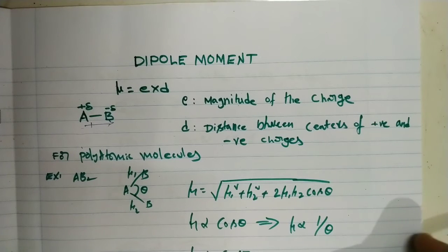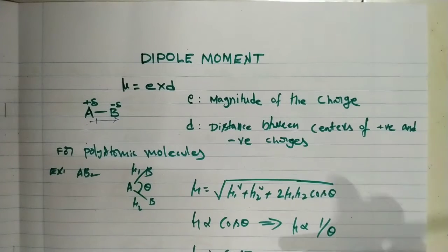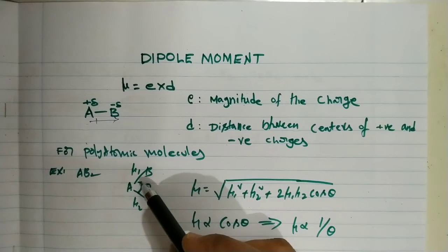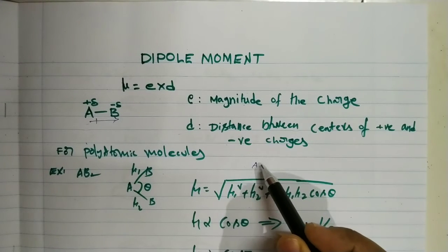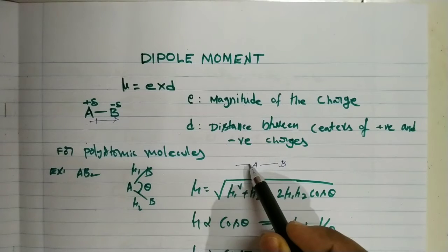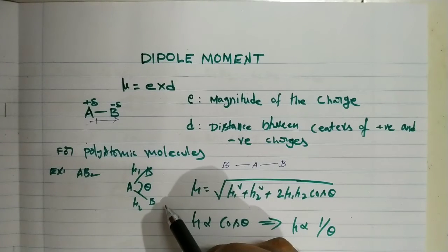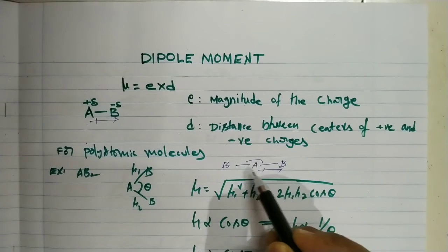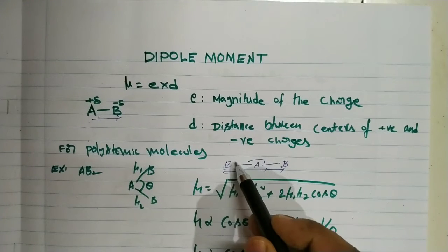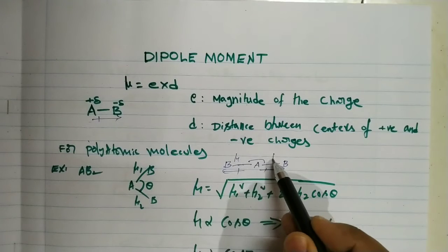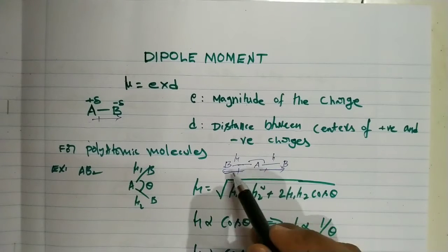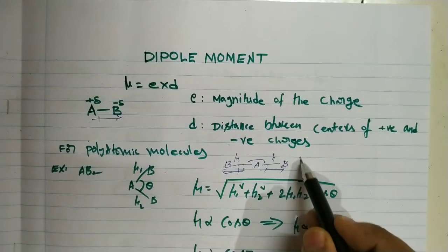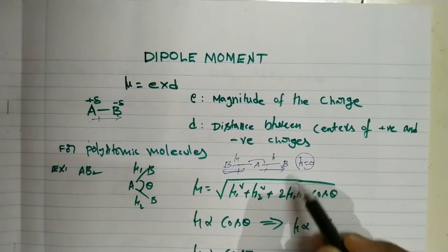Let us discuss some examples. Suppose these two atoms are exactly linear, so the bond angle is 180°. B is more electronegative on both sides, so each bond has dipole moment μ, but in opposite directions. Because of the opposite directions, the dipole moments of the bonds cancel each other, so the resultant dipole moment equals 0.